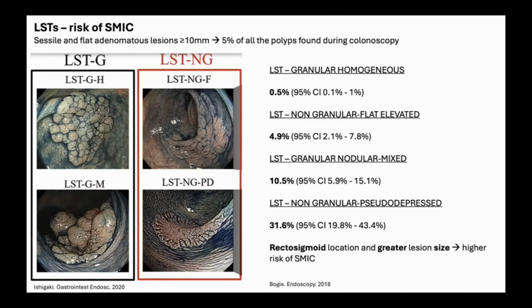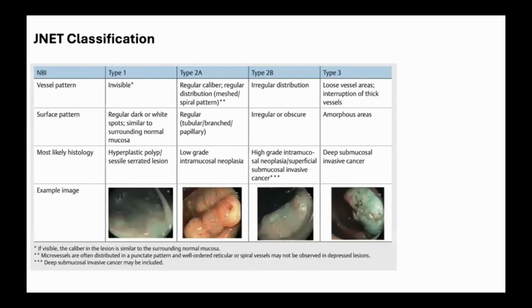And the greater the lesion in terms of size, and if it's located in the rectosigmoid, then the higher is the risk of SMIC.